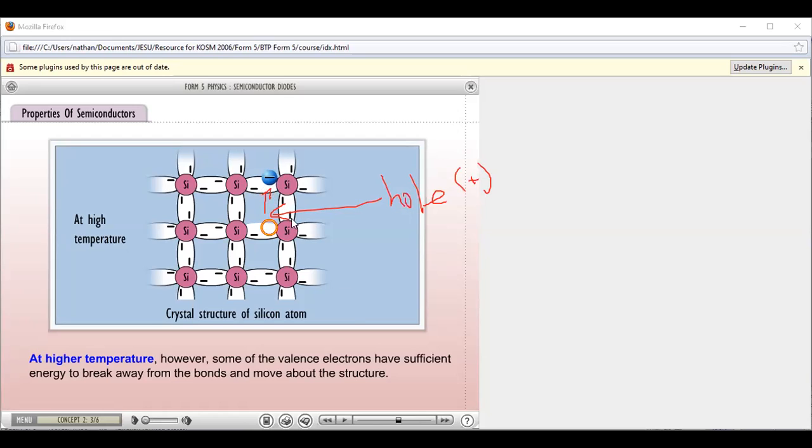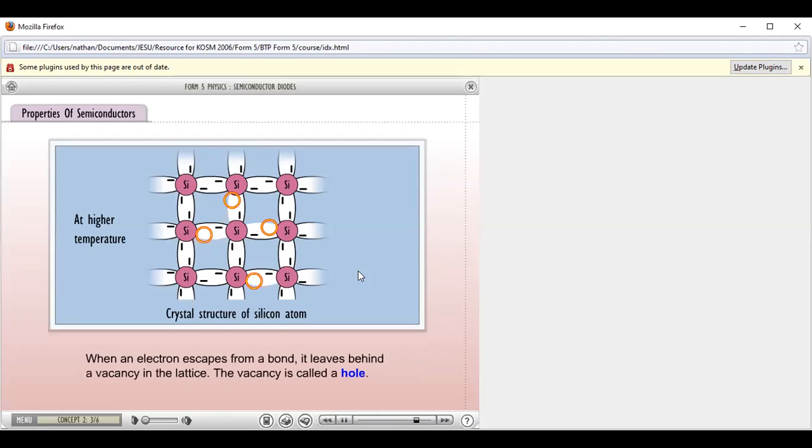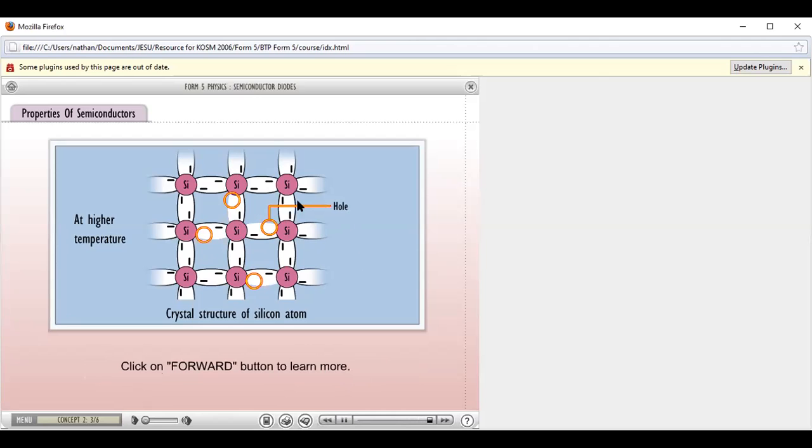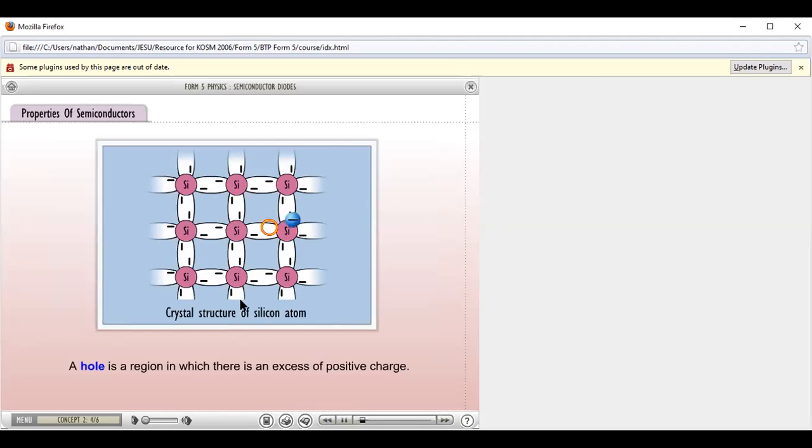So when you increase the temperature, that means more electrons are able to come out from the bonding. So when they come out from the bonding, they become a free electron. So that's why for semiconductor, they are able to conduct electricity, because at high temperature they are able to come out from the bonding to become a free electron. So the electron that comes out creates a vacancy, we call it a hole or positive hole.